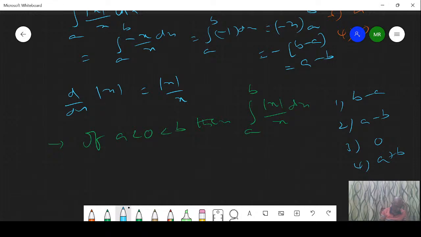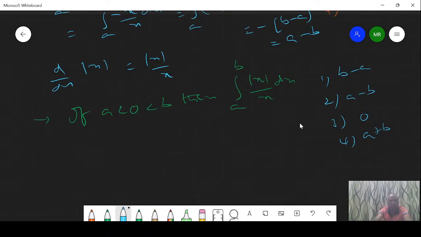Because they are given, we split this one, right? You can split it because b is positive and a is negative. So I can split it into a to 0 and 0 to b, right? I think using this previous concept you can solve this easily. So I can write the integral from a to 0 of mod x by x dx plus the integral from 0 to b of mod x by x dx. I can do it like this.